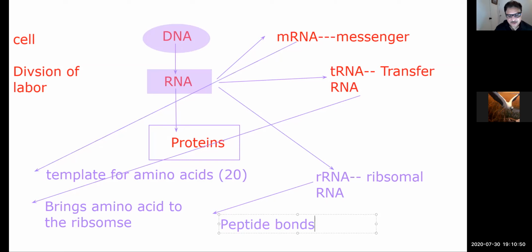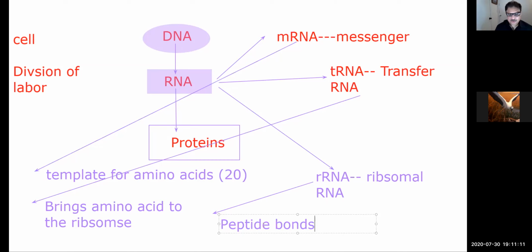That's why transcription in eukaryote cells happens in the nucleus, but RNA has to exit, shuttle from the nucleus into the cytosol and reach the ribosome on the surface, and then get the protein synthesis operational.